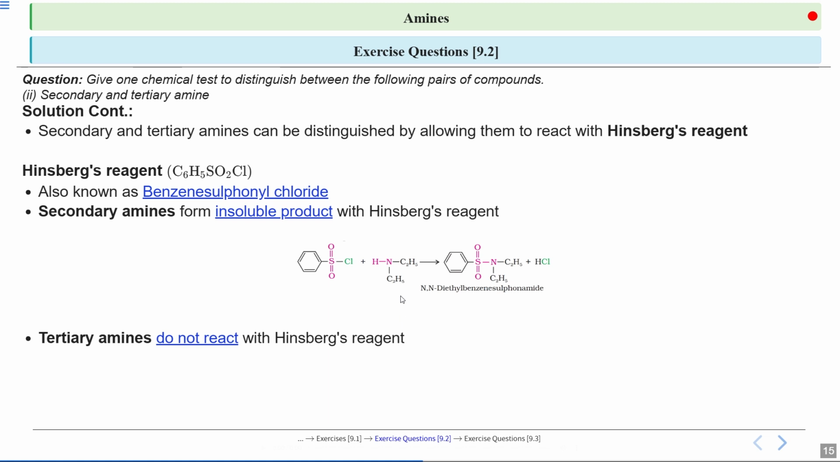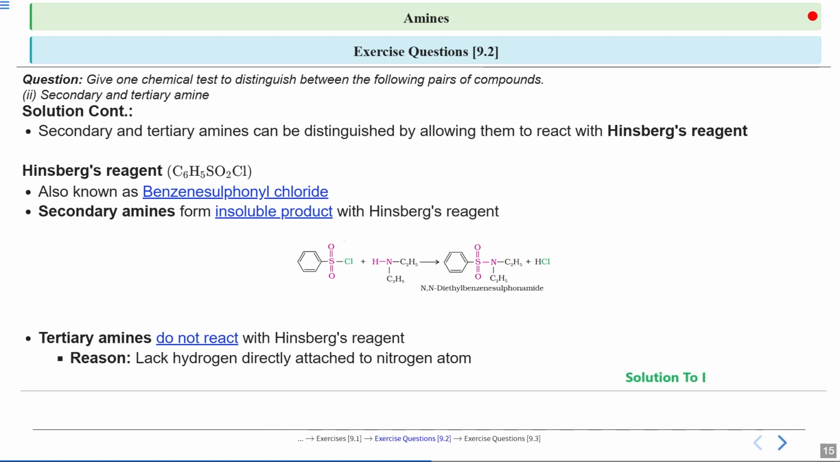Tertiary amines do not react with Hinsberg's reagent because they lack a hydrogen which is directly attached to the nitrogen. In case of secondary amines, we have this hydrogen attached to the nitrogen, but in tertiary amines we do not have any hydrogen. That is what makes them unreactive. So the reason is that they lack a hydrogen which is directly attached to the nitrogen atom.